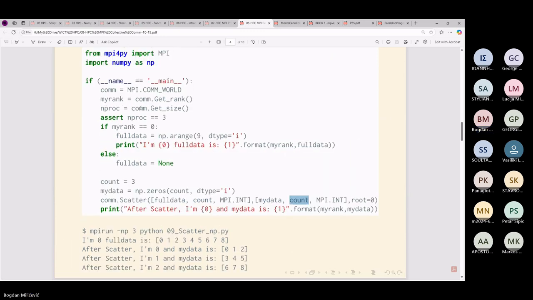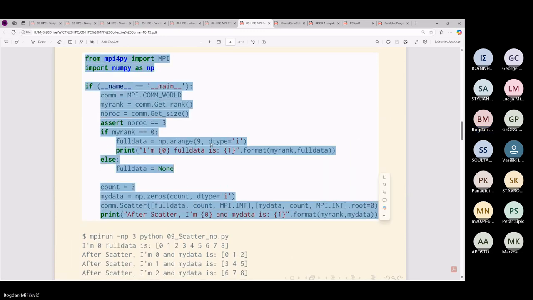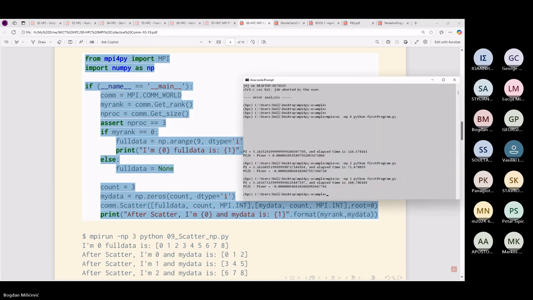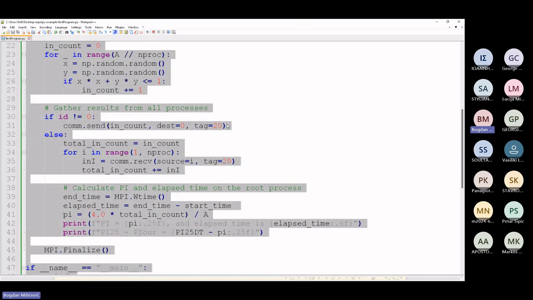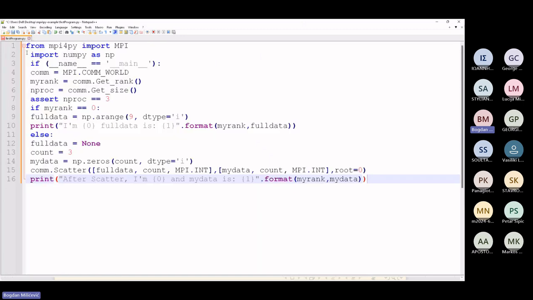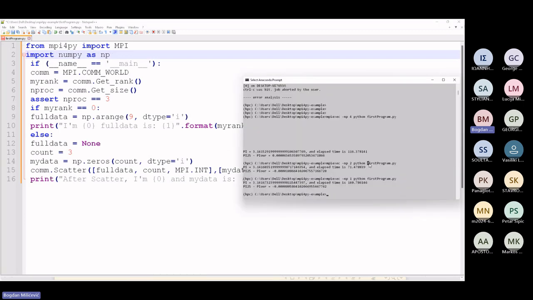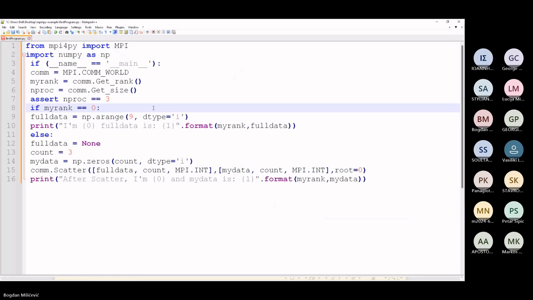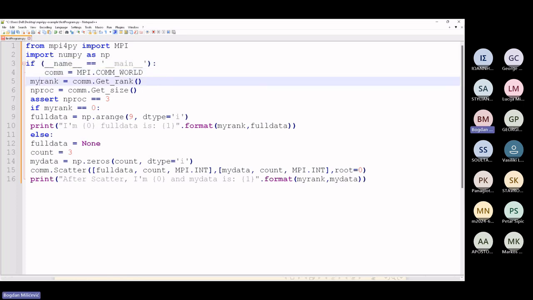Let's try this. Should work. Once again, I will write it in my first program. You can try it in some other file. Just don't forget to replace the name of the file when you're writing the command. So it is mpiexec -np, the number of processes, then python, and then the name of the Python file. Just let me fix this.